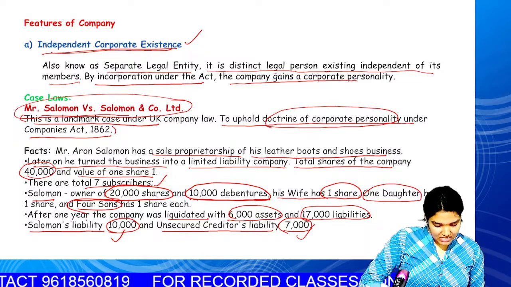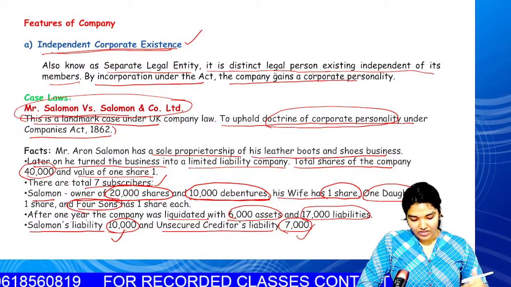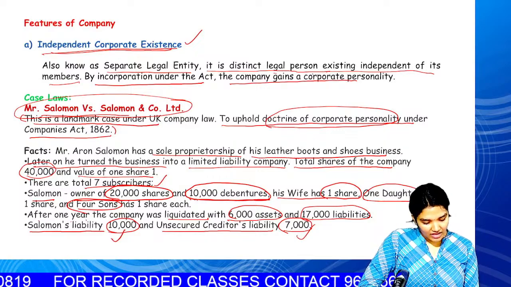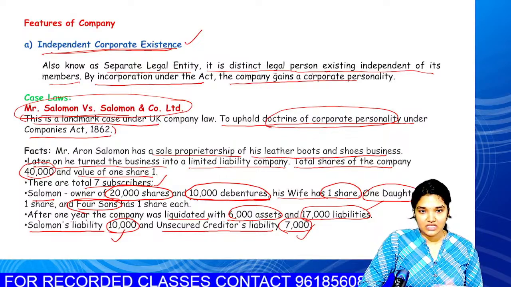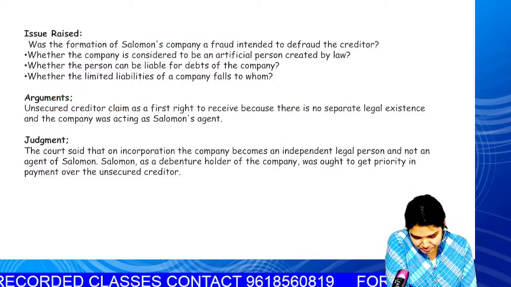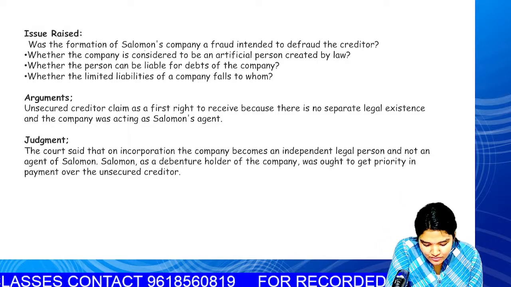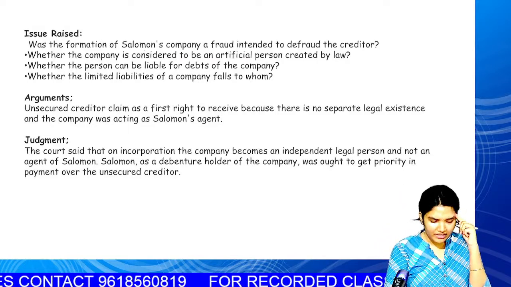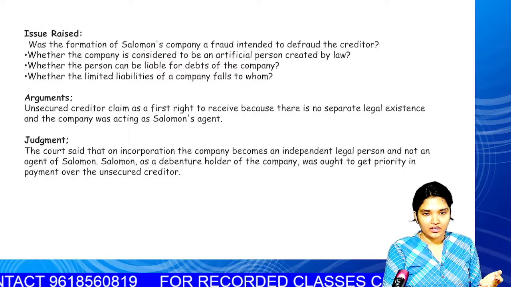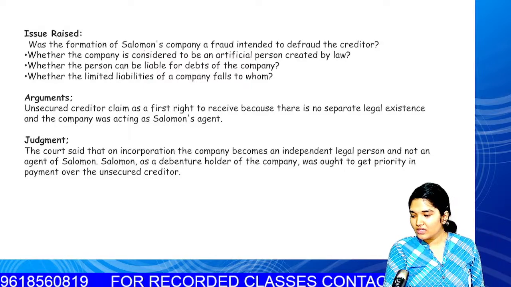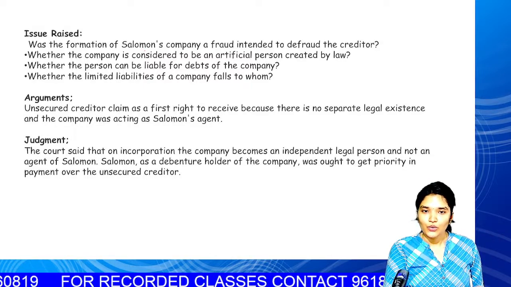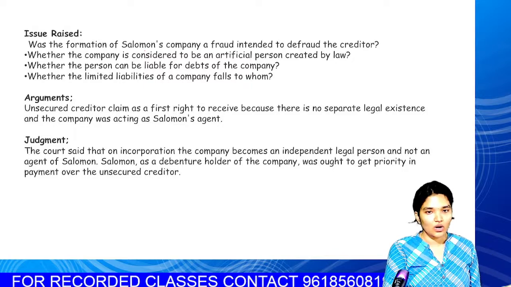And if the liabilities are left out, then we have to pay the shareholders. But we have only around 17,000 in liabilities, so that's fine. Next, what are the issues raised from this case? Was the formation of Salomon's company a fraud intended to defraud the creditor? Is he incorporating the company to defraud the creditor? No, unfortunately, it has got liquidated.